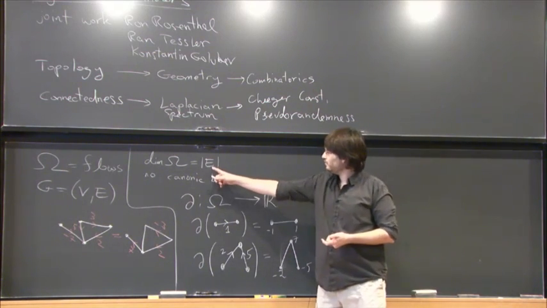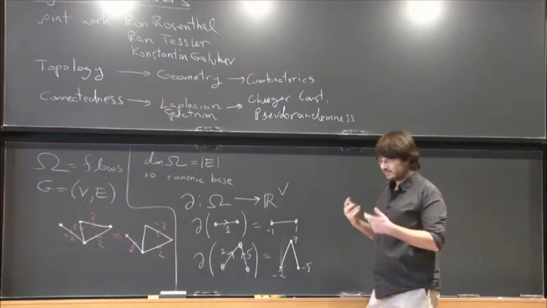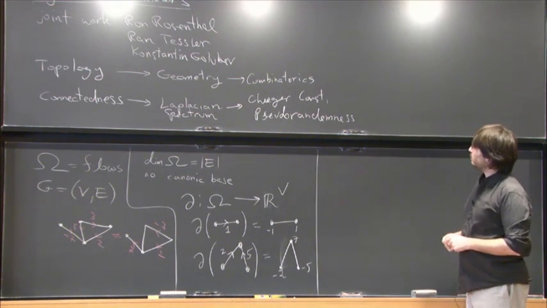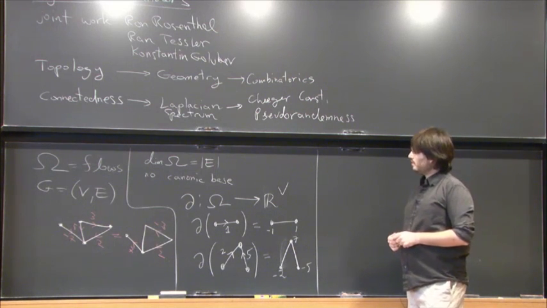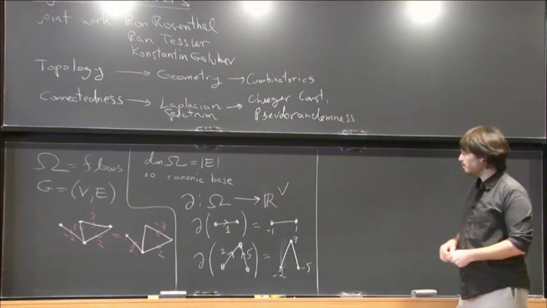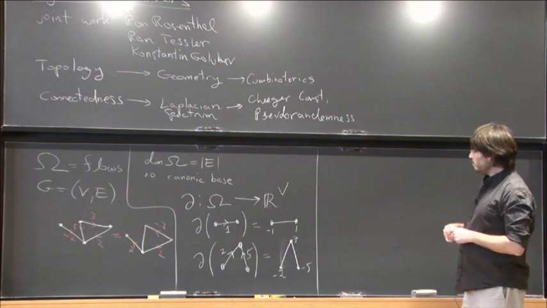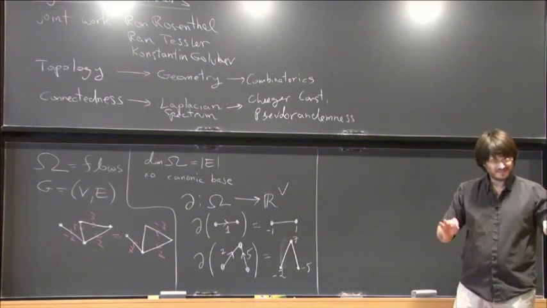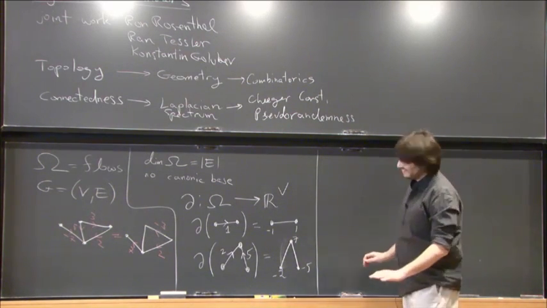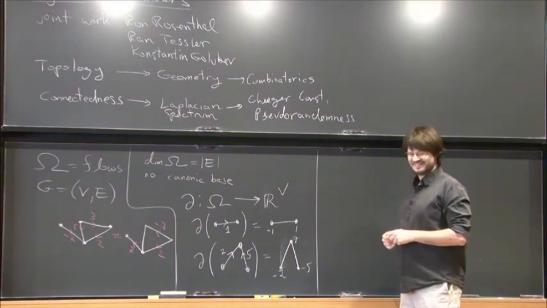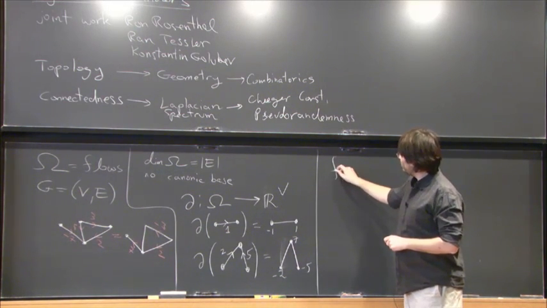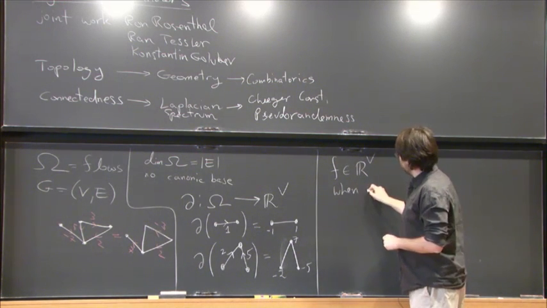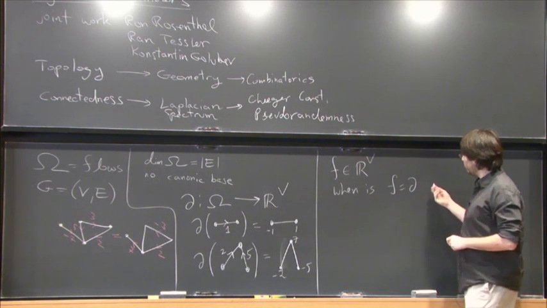In general, you usually have more edges than vertices, so you don't expect this to be onto. But you can start thinking about what happens in a tree. Circulations, for example, will always map to 0. So let's say I have a function on the vertices. When is this function the boundary of some flow?